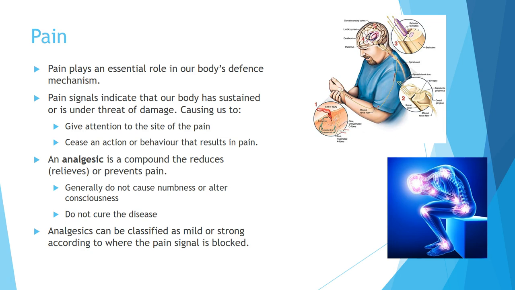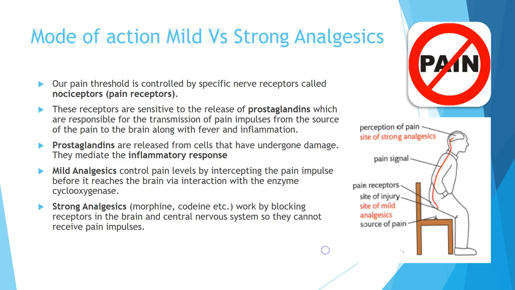Okay, we classify them as mild or strong, and this classification is all about where the compounds work in the pain pathway, whether it's at the site of the pain or later on in our central nervous system or in another part.